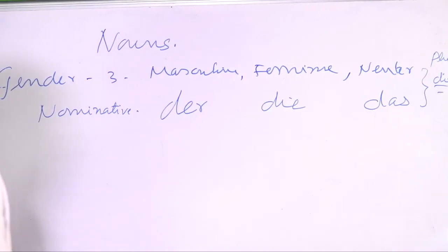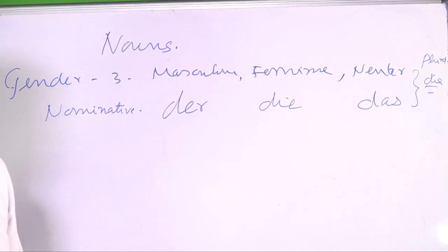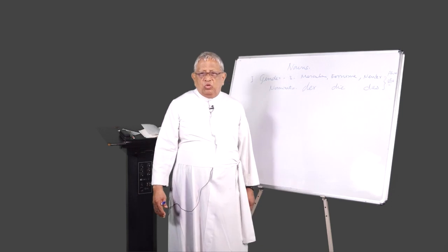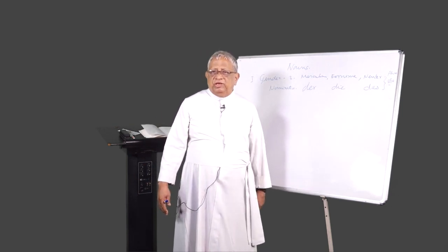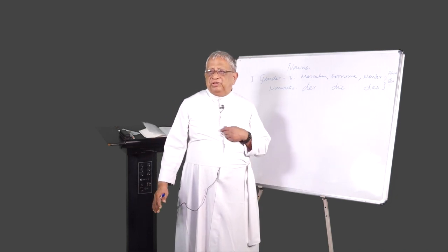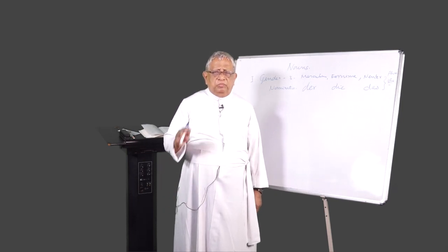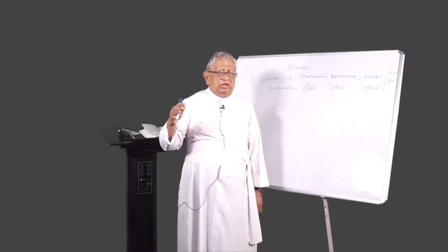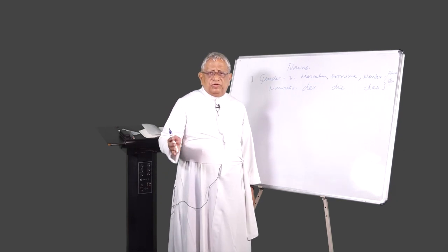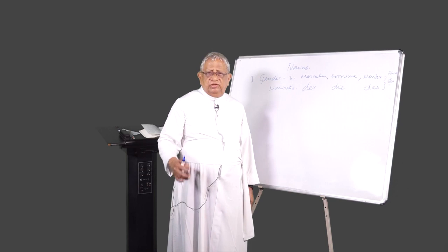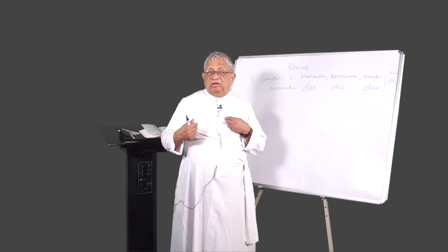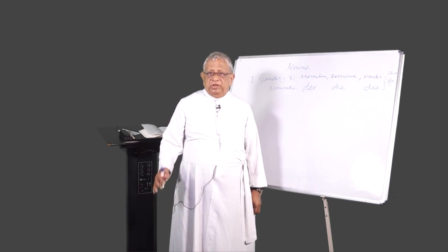So how do we know that a particular noun is masculine, feminine, or neuter? There are some nouns which are obviously masculine, feminine, or neuter. For example, man is masculine, or woman is feminine, that is obvious. Or steer, ox, that is masculine, or cow, that is feminine. So there are many nouns which clearly belong to a particular gender. But there are a lot of nouns which do not have this obvious character. How to know the gender? The only way is by usage and by experience. There is no other way.